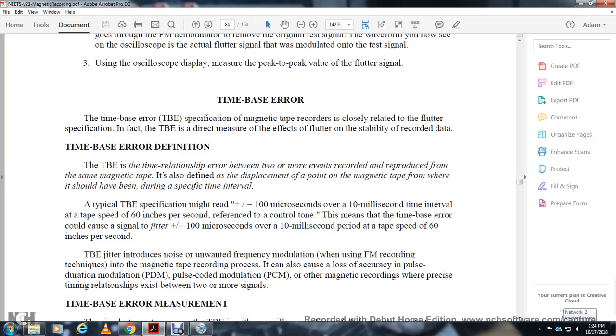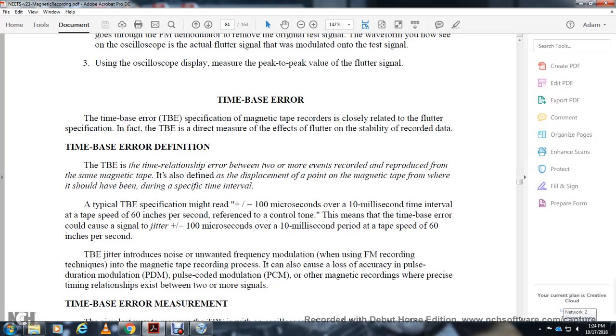A typical time-based error specification might read plus or minus 100 microseconds over the 10 milliseconds time interval with the tape speed of 60 inches per second. The reference to the control tone, the time-based error of the color of the signal filter, of plus or minus 100 microseconds over 10 milliseconds per tape speed of 60 inches per second.